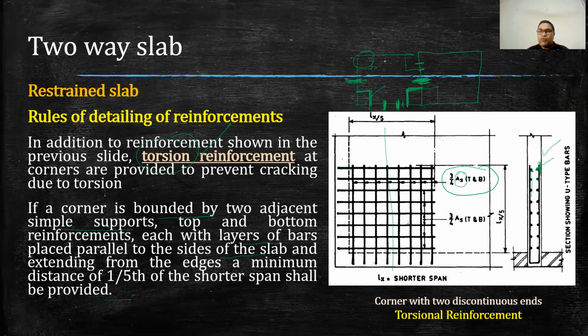So whatever reinforcement we have provided here, if we consider that reinforcement as AS, then the reinforcement at this corner at one layer will be equal to 3/4 of AS. So whatever reinforcement we provide here, one layer of the reinforcement for torsion will be equal to 3/4 of that. So that is the case and it is given in clause D1.